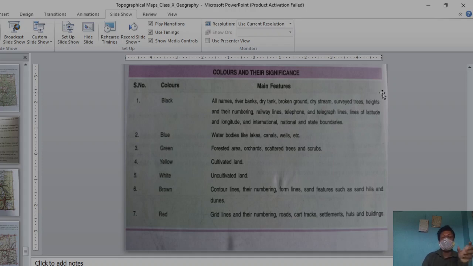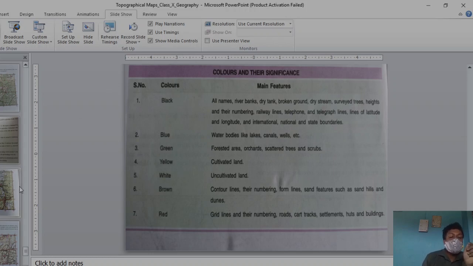Blue means water bodies, canals, wells, lakes, all that. Green means forest, orchards, scattered trees, shrubs, all that. Yellow is cultivated land. Again, white means uncultivated, arid zones. And brown color is used for contour lines. Okay, numbering of contour lines, their numbers, sand features, sand hills, dunes, sand dunes, like that. Red color is defined as the roads, cart tracks, settlements, huts, and buildings.